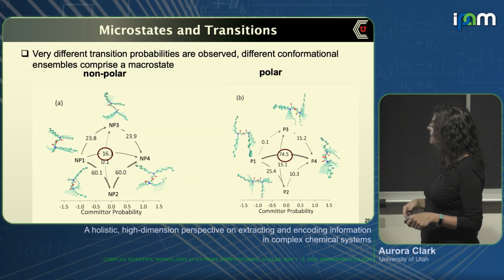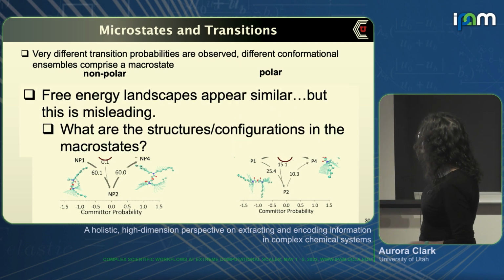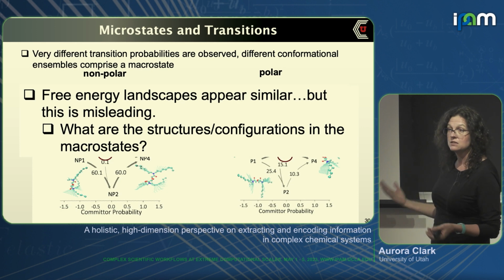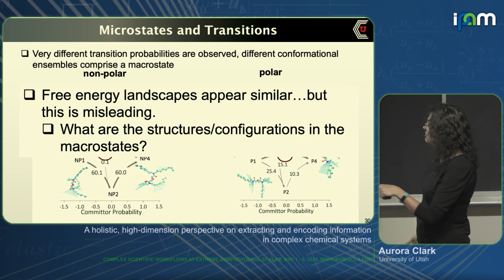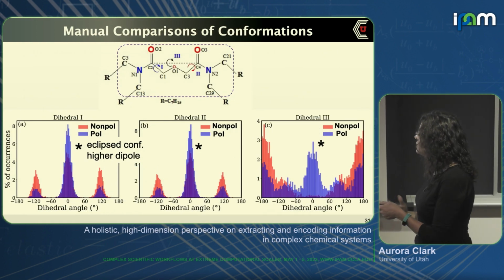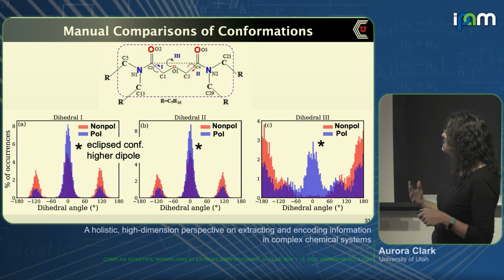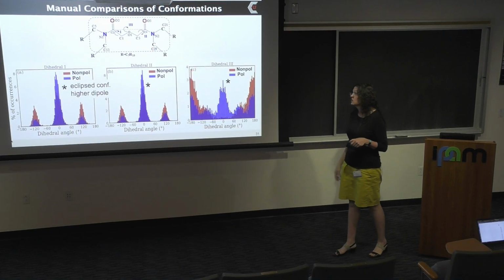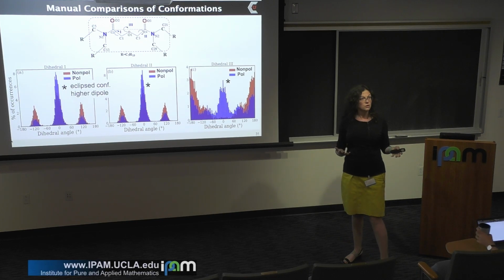But if you start looking at the fluxes and the committor probabilities, there's actually very big differences in the transition probabilities going between these states. And so this indicates to you that maybe there's something different going on there. And so we start to then look at the structures and configurations in these macro states, and they're actually very, very different. And so it turns out that when you add acid and water, you change the conformations of this molecule that are observed in the solution, and you get way more eclipsed conformations than in nonpolar conditions where there's no water and acid.